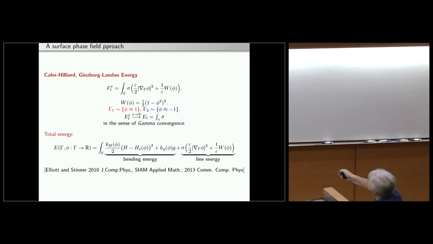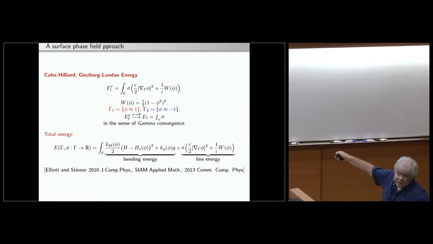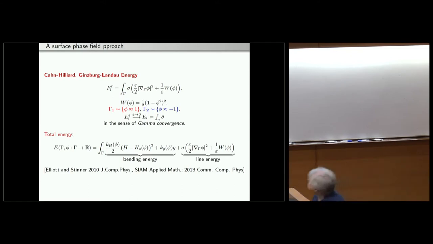So now we could be interested in this total energy. We need to find gamma and phi. In this energy here, I've made all the coefficients depend upon the phase. So we could have different constants here and here, and here is my line energy. This energy functional was studied in these papers with Bjorn Stinner. In this one, we considered the formal asymptotics as epsilon goes to zero for this functional, and in this one, we did numerical simulations.